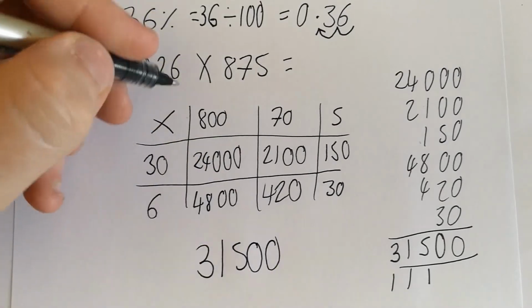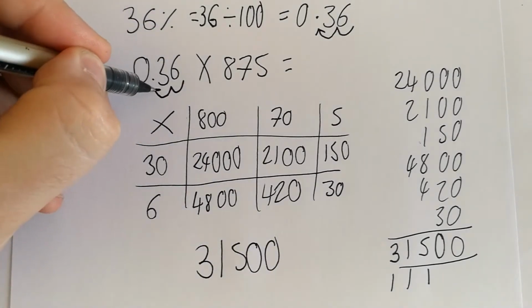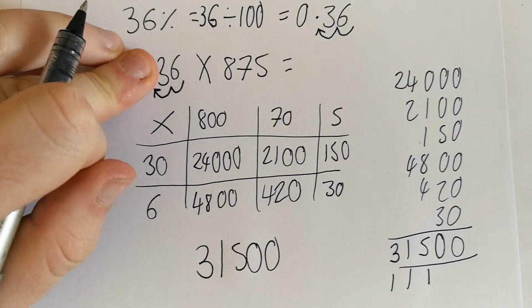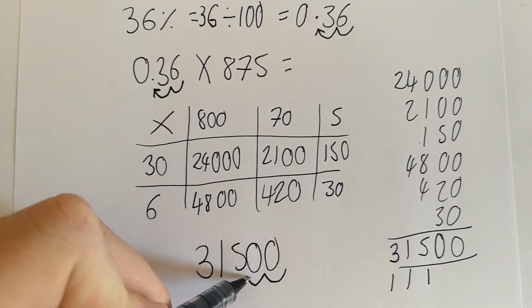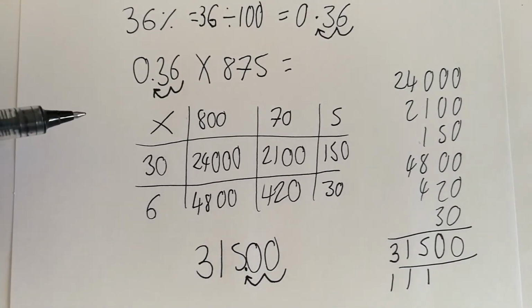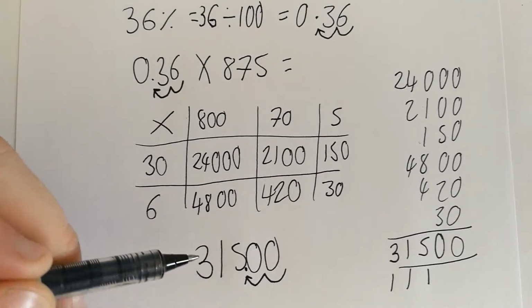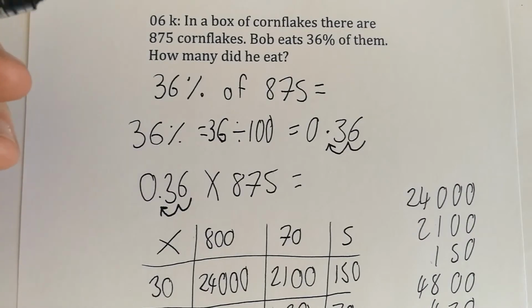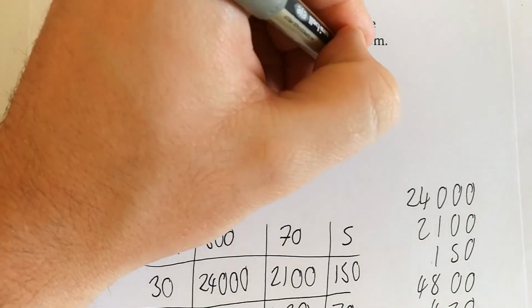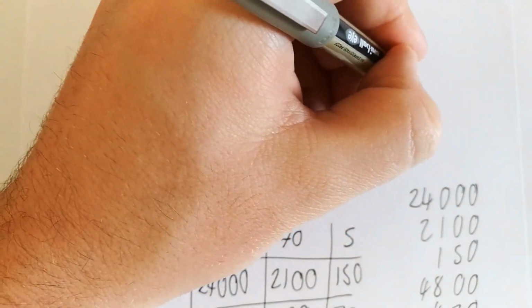So we've got 31,500, and I've forgotten to put the little decimal point in there, because it's not 36, it's 0.36, so we have to move our decimal point twice, and we do the same here. So we move our decimal point twice, and it just goes in there. So we've actually got 315. So how many cornflakes did he eat? He ate 315 cornflakes.